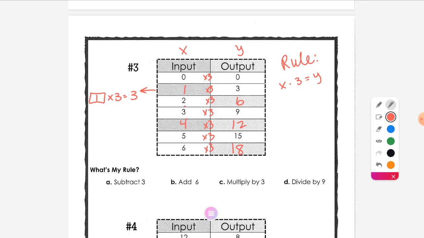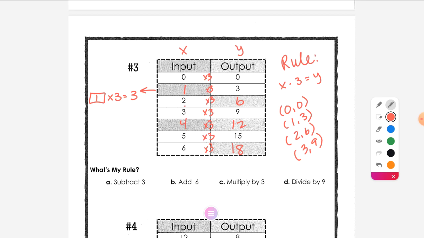Now, if it wanted me to graph those, who can give me one ordered pair that would be on my graph? Cam? 4, 12. Okay, 4, 12, I'm going to start at the top. 0, 0, who can give me another one? 1, 3, 2, 6, 3, 9. Everybody see where I'm coming up with those ordered pairs?